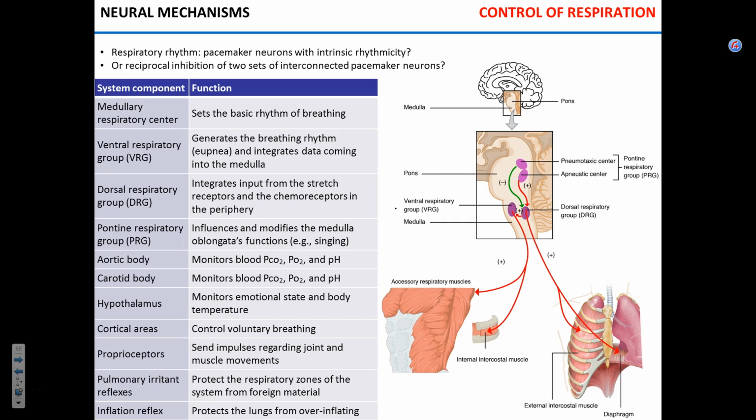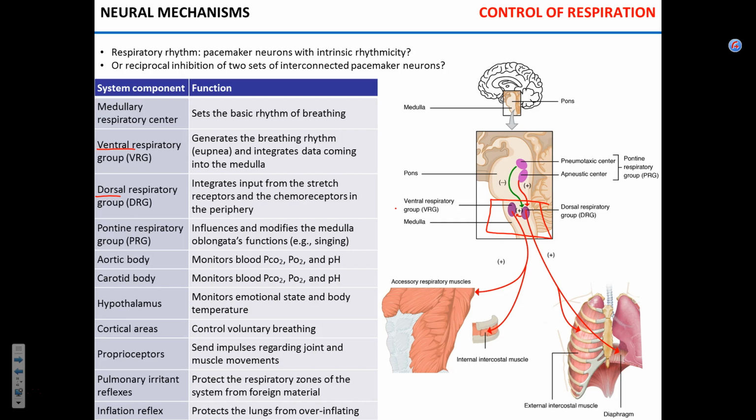Now we're going to talk about the regulation of respiratory depth and respiratory rhythm. It's a quick overview of the main parts of the nervous system that regulate respiration, and I'm going to break it down for you. The main part is the medulla. In the medulla you have two respiratory groups, ventral and dorsal.